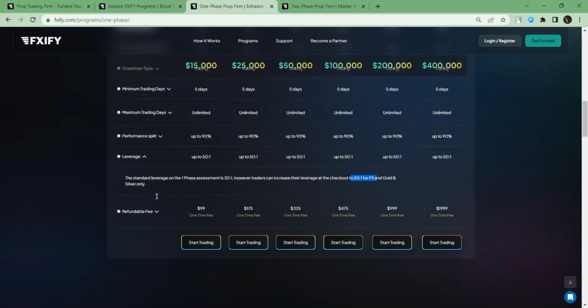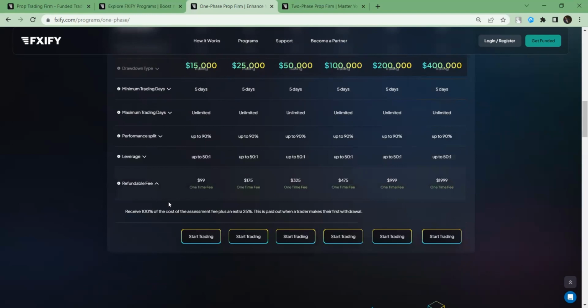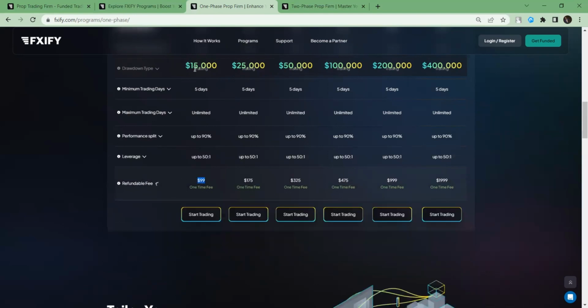But leverage doesn't really matter as far as you know what you're doing in trading. It doesn't really matter. So now the price is 99 for 15K, 100K is 44.75.